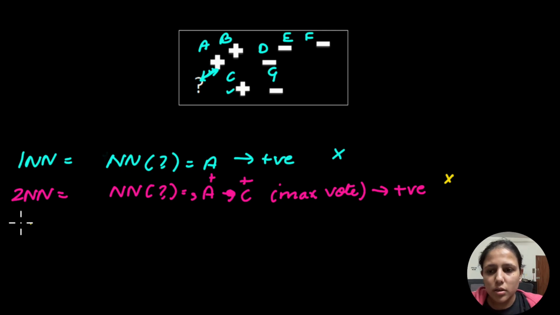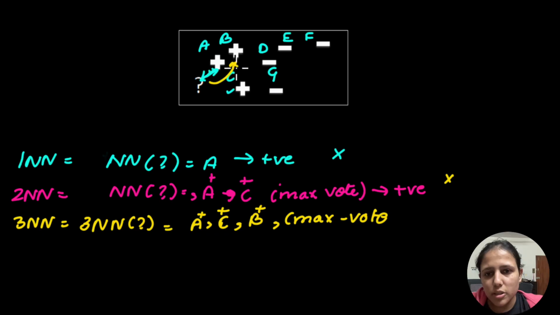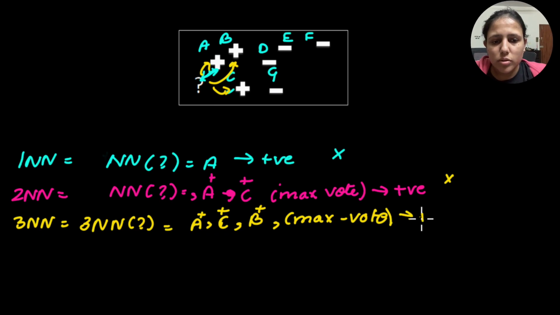Now let's take 3NN of question mark. We know that A, which is positive, is a neighbor. C, which is positive, is a neighbor. Then B is the nearest neighbor, which is also positive. We take the max vote, and this also gives us positive. This is also not what we were looking for.